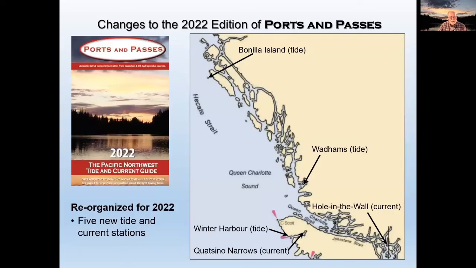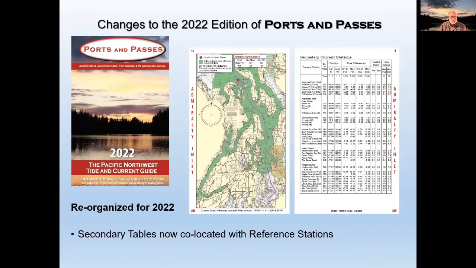Now, in Ports and Passes, the 2022 edition, we have 5 new tide and current stations. You can see them here. They were all required to round out our coverage of the central coast of British Columbia. In addition to reorganizing the book, we have taken the secondary tables from the back of the book and extracted them and placed the information next to the reference tables that they're co-located with.